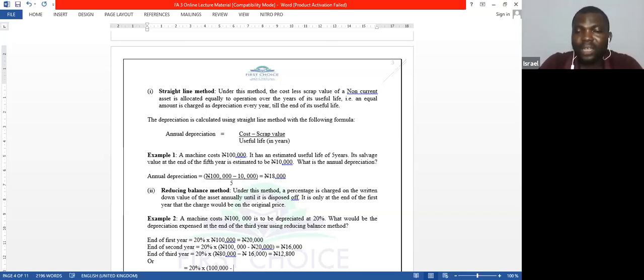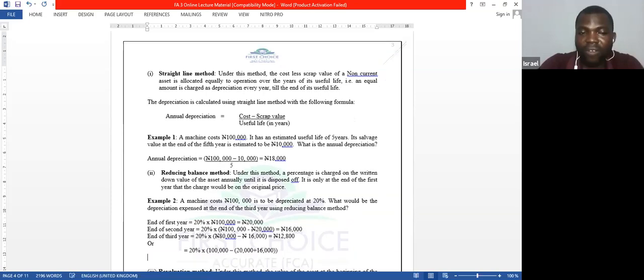Now, what is accumulated depreciation? It means all the depreciation that we have recognized over the useful life. Year one is 20,000. Year two is 16,000. So we have 20,000 for year one plus 16,000 for year two. After we have that, close the bracket. Now, if you do this, what you are having here will equal 20% times 100 minus 20 plus 16.